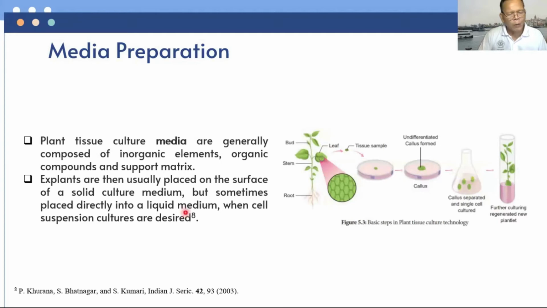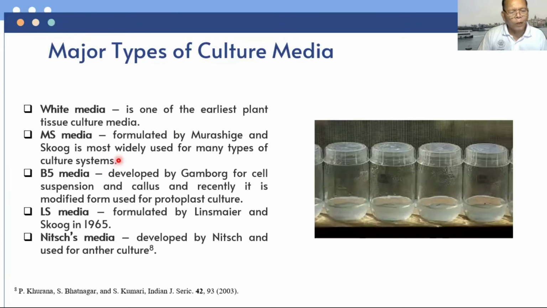There are several major types of culture media, such as White media. White media is one of the earliest plant tissue culture media. It has a lower salt concentration and higher concentration of magnesium sulfate. The concentration of nitrate is 19% lesser than the MS media. White medium can be used for the purpose of shoot culture and callus culture. It is suitable for culturing Musa and Daucus species.